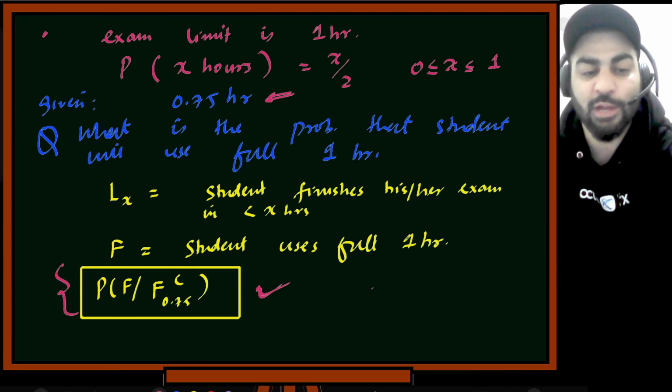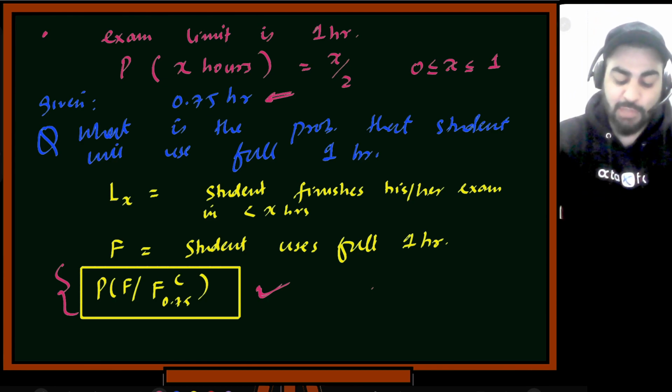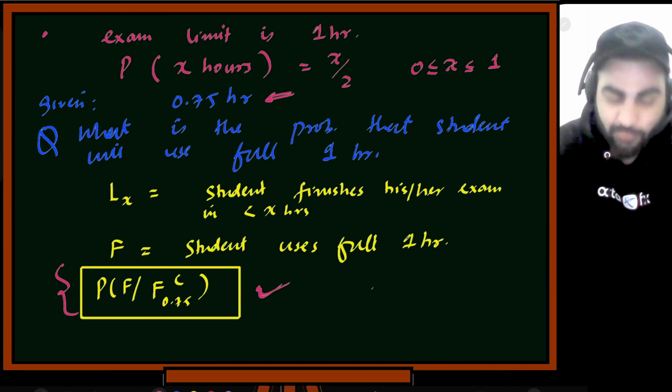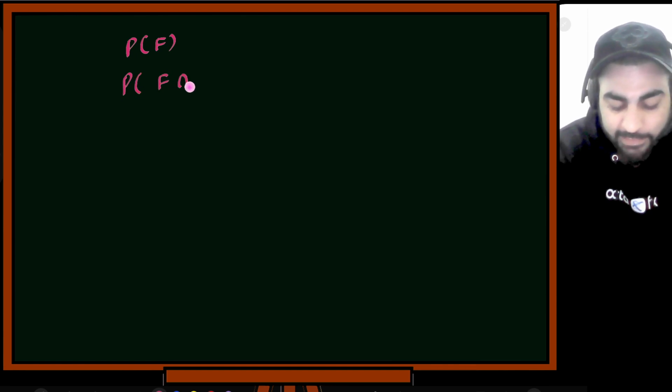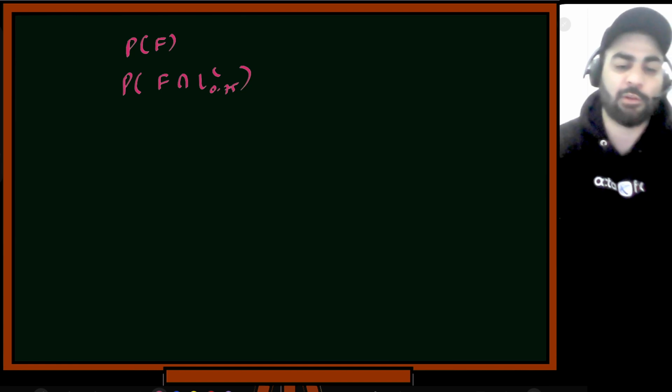I cannot see the screen. You have to speak. Yes, sir. Okay, you understood this. So now I have to compute the probability of F, and the probability of F intersection L 0.75 complement. These are the two things I have to compute.